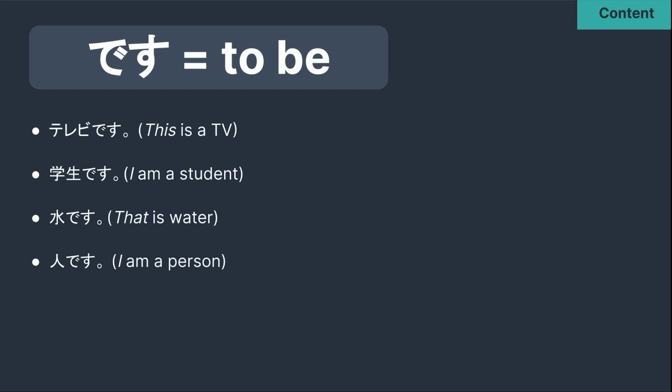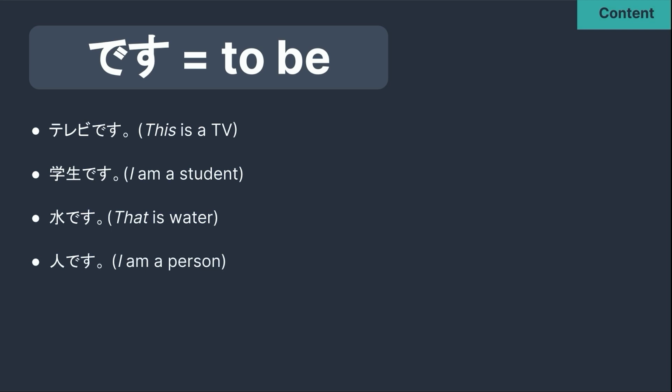X is Y. We can form this structure in Japanese by using the word desu. This is pronounced as desu rather than desu. In the Japanese sentences, you will notice that there is no subject or topic: this, the, I, or you. This is because in Japanese, the subject or topic of a sentence is often omitted when it is implied through context.